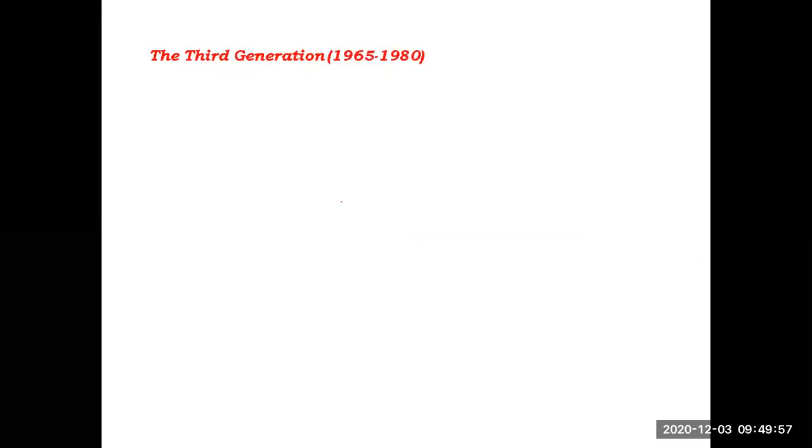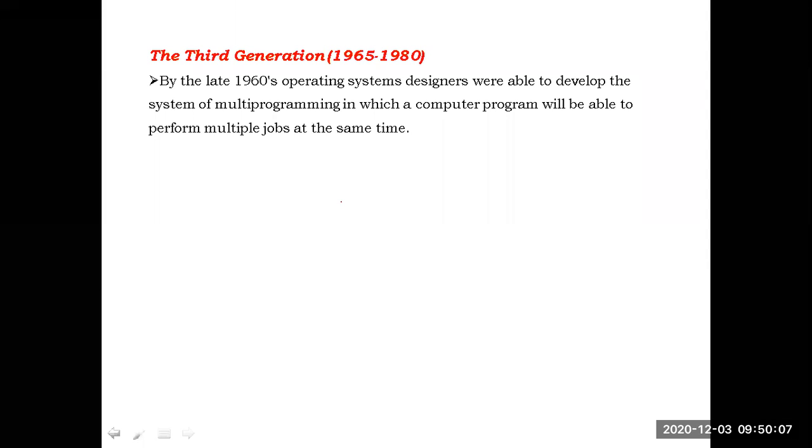Now when we come to the third generation, the third generation is from 1965 to 1980. That is the third generation. By the late 1960s, okay, at the end of the 1960s, operating system designers were able to develop the system of multi-programming.